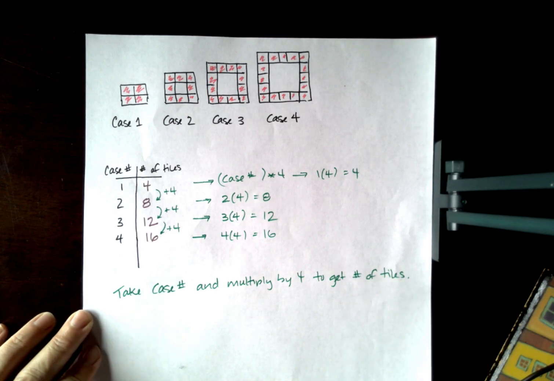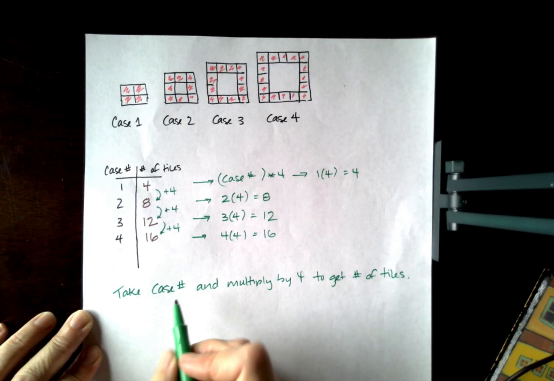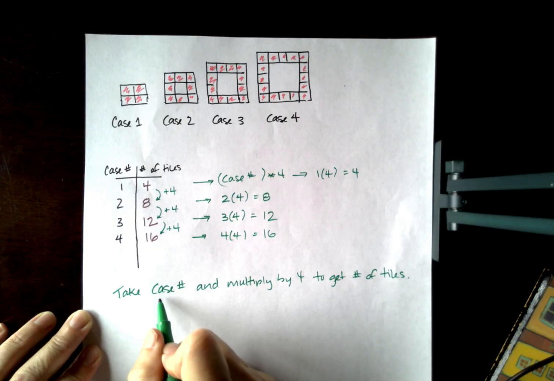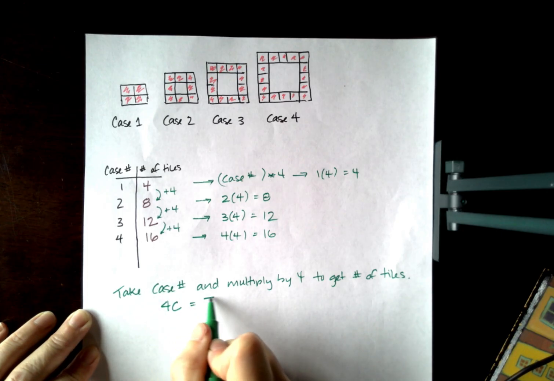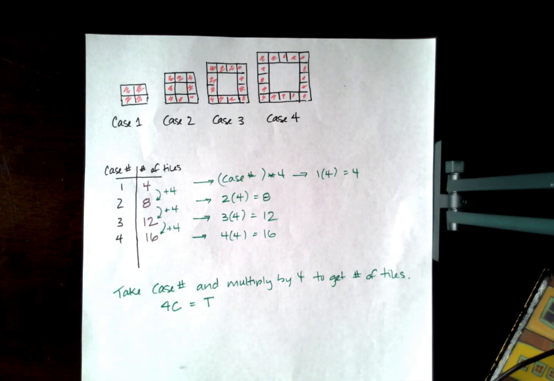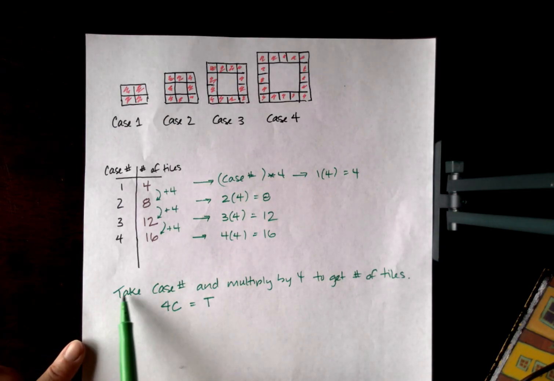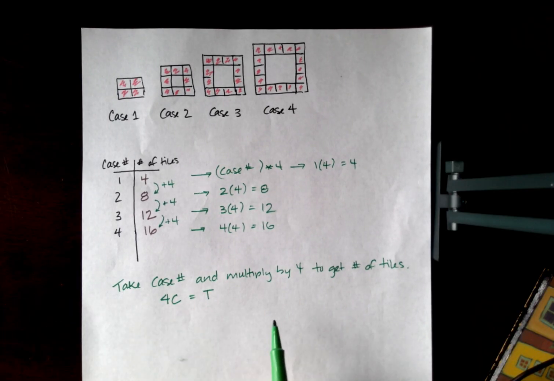And some of you might be kind of equation or formula oriented, and so we could write this in a formula format as, let's use C for the case number. We would multiply 4 times C, and that will give us the number of tiles, so capital T for tiles. Something like that if you want an equation. But I also like this sentence about what to do to our case number to get to the number of tiles. And then we can extend a little bit.